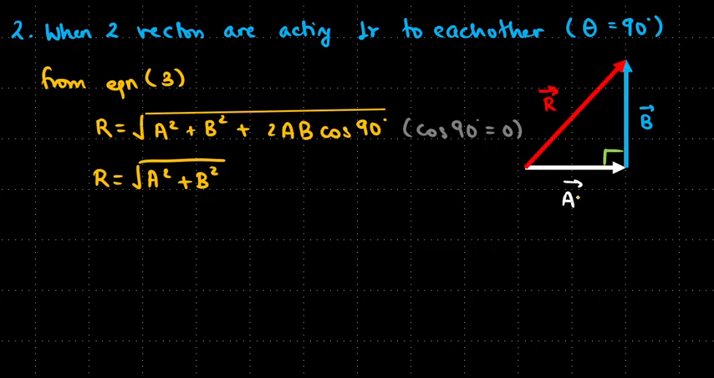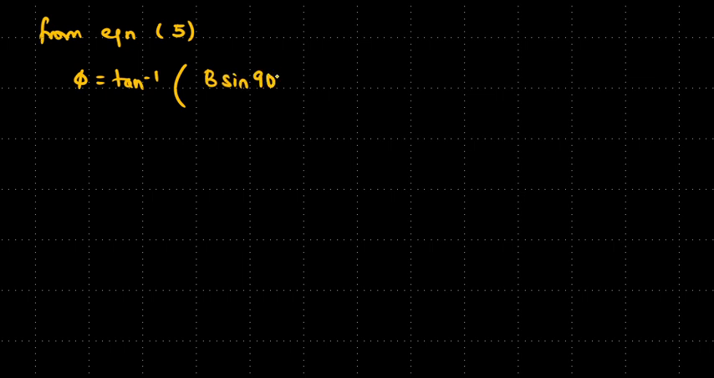And now let's take a look at the direction. So let's do it in another page. So from equation 4 or 5, I think 5, we have phi must be equal to tan inverse of b sine theta, so b sine 90 degrees, by a plus b cos theta, which is 90 degrees.